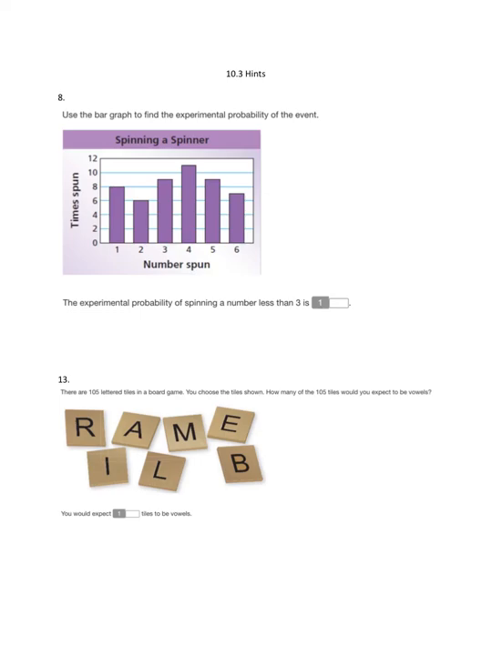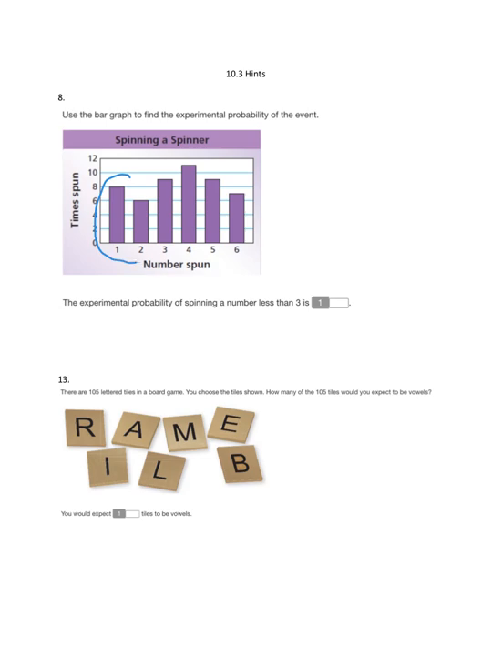Hi students, this is your hints video for lesson 10.3 on experimental and theoretical probability. So our first few problems give us this bar graph, and we need to find the experimental probability of certain events. So on number 8, we have the experimental probability of spinning a number less than 3.